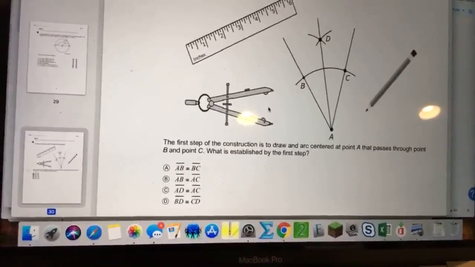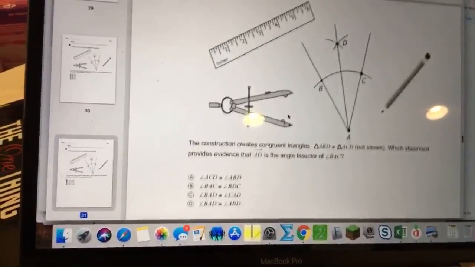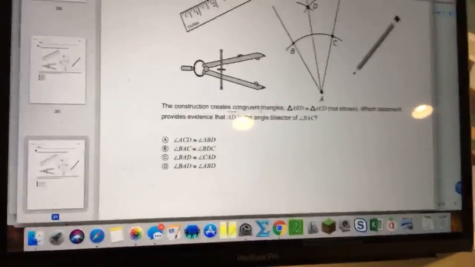Okay, I'm not hearing anything, so I'm guessing. Okay, great, good. All right, so then the next one is another construction.